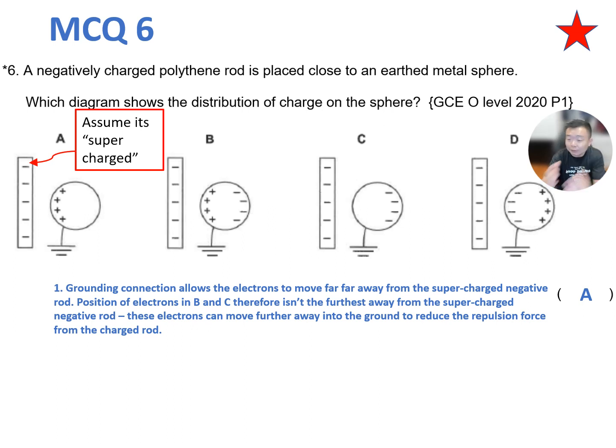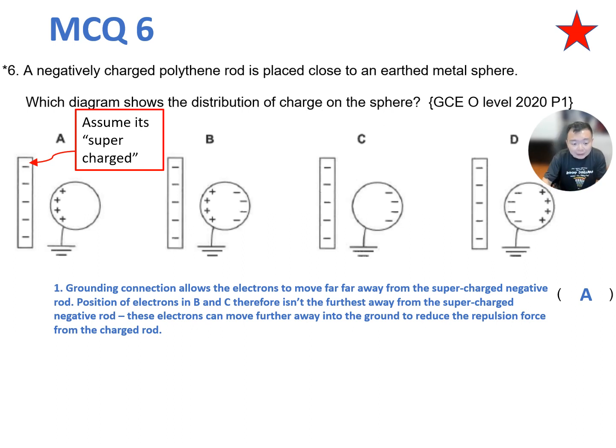I won't talk much about option D, because option D shows that the whole sphere is neutral, because we have drawn four electrons, and we have drawn four minus signs and four positive signs. And in any case, the electrons in the sphere will not move towards the left, because of the repulsion force away from the rod anyways. So D is completely out.